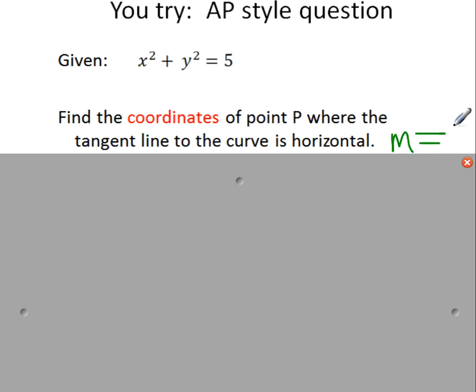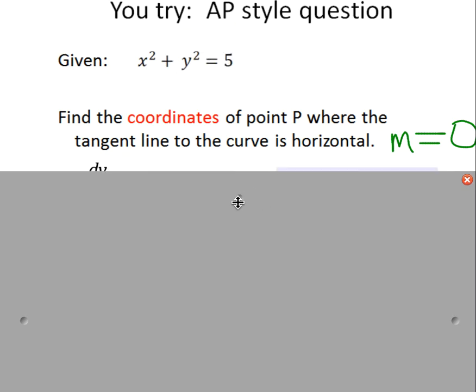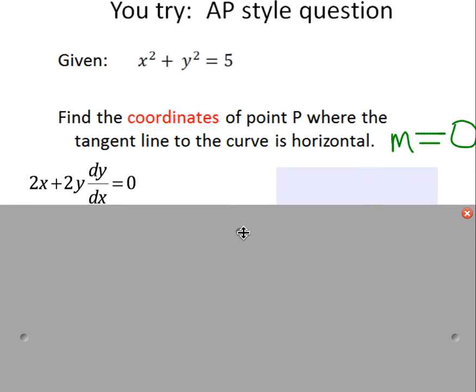Okay, so I want you to take the derivative with respect to x. So the derivative of x squared plus the derivative of y squared equals the derivative of 5. So x squared will become 2x, y squared will become 2y dy/dx, and the 5 will become a 0.